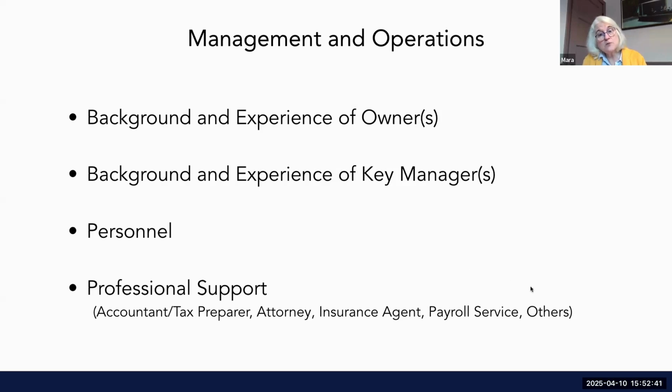You do want to mention professional support: accountants, tax preparers, bookkeepers, an attorney, your insurance agent. If you have employees, you definitely want to have a payroll service, and any other professional support you think is important. You just have to list them because a lender will be happy to know that you have them. And just for yourself, you need to have them. So you want to have some contact information handy about them.